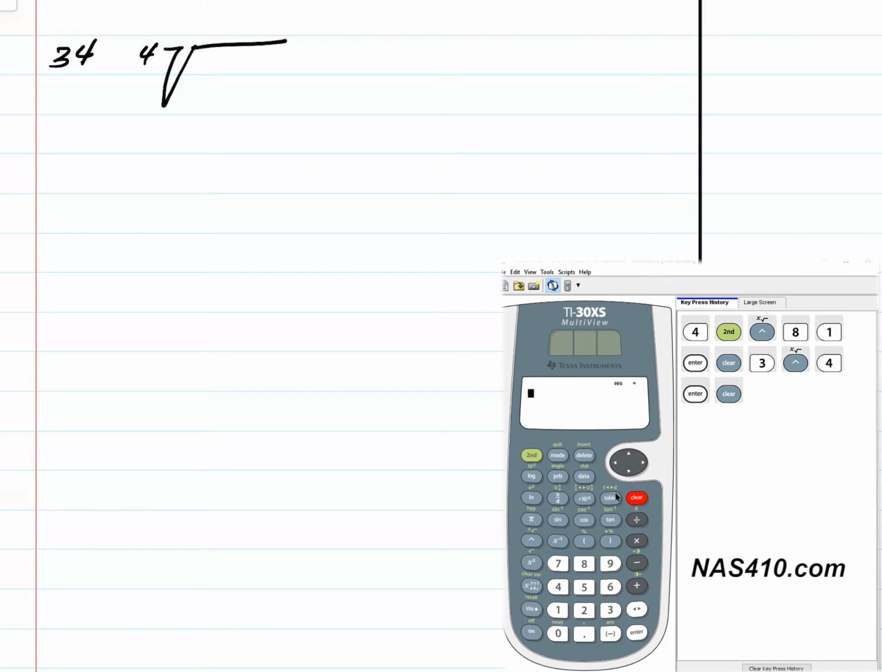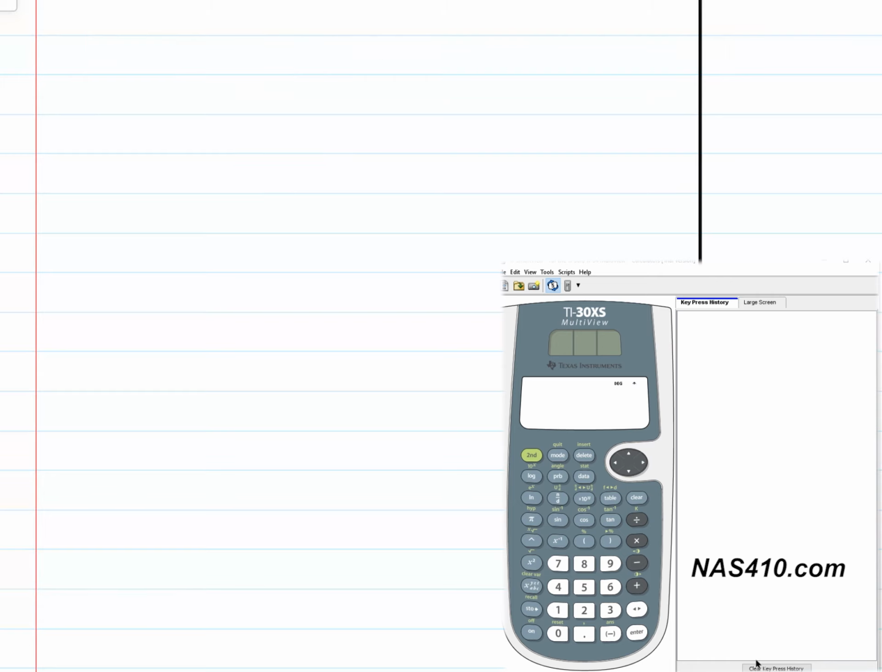Okay, number 34. Okay, I have the fourth root of 1,296. Okay, and so we do this in our calculator, and we're going to put 4, second, X root, 1296. And we push enter and we get 6. Okay, so the fourth root of 1,296 is 6, because when you multiply 6 by itself 4 times, that equals 1,296.